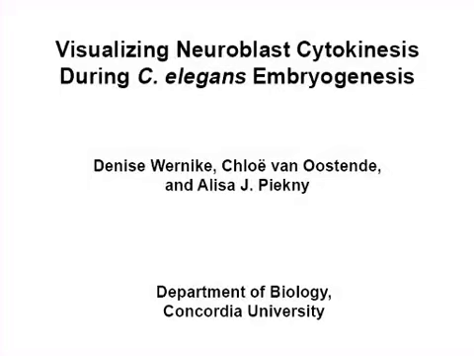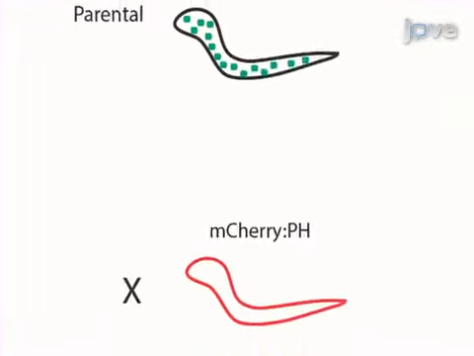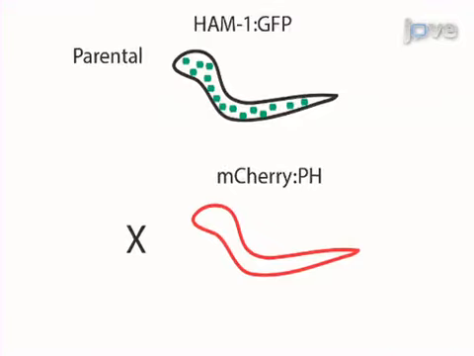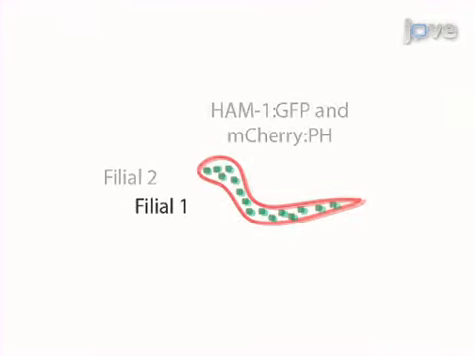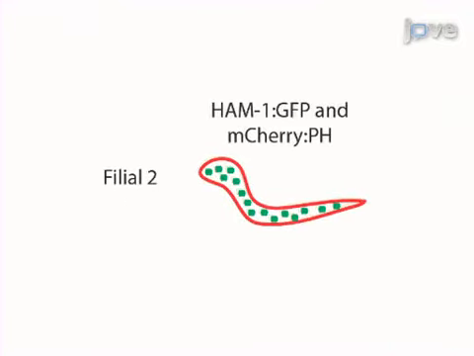The overall goal of the following experiment is to observe dividing cells within a developing tissue during C. elegans embryogenesis, in order to study genes controlling cell division. This is achieved by creating or obtaining a C. elegans strain that stably expresses transgenic markers that label the cells of interest.